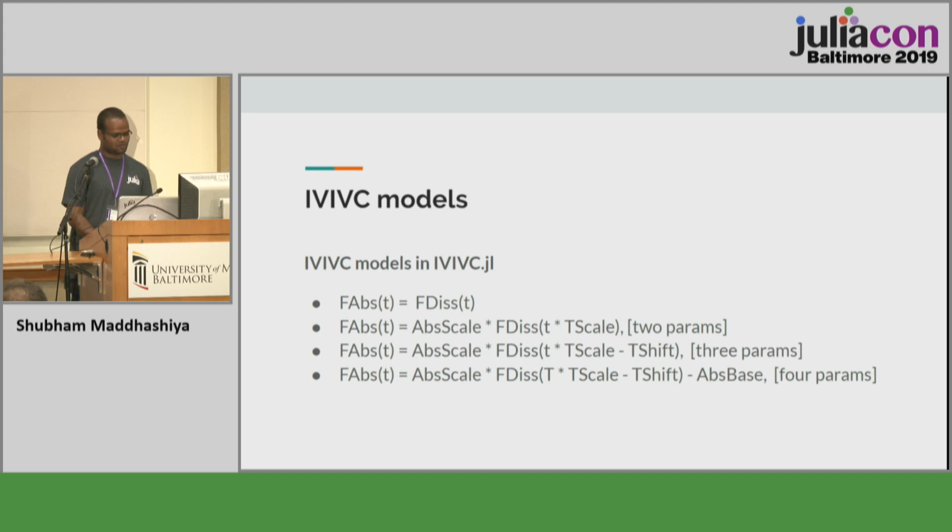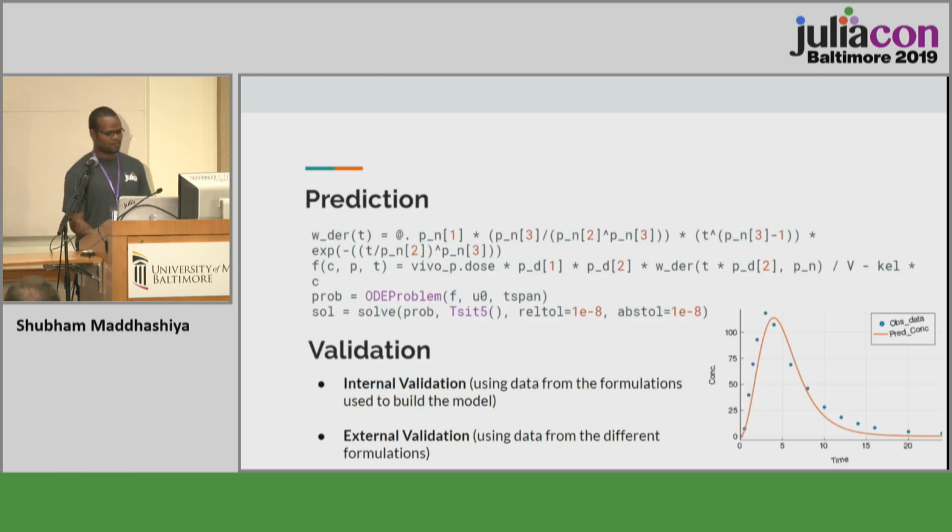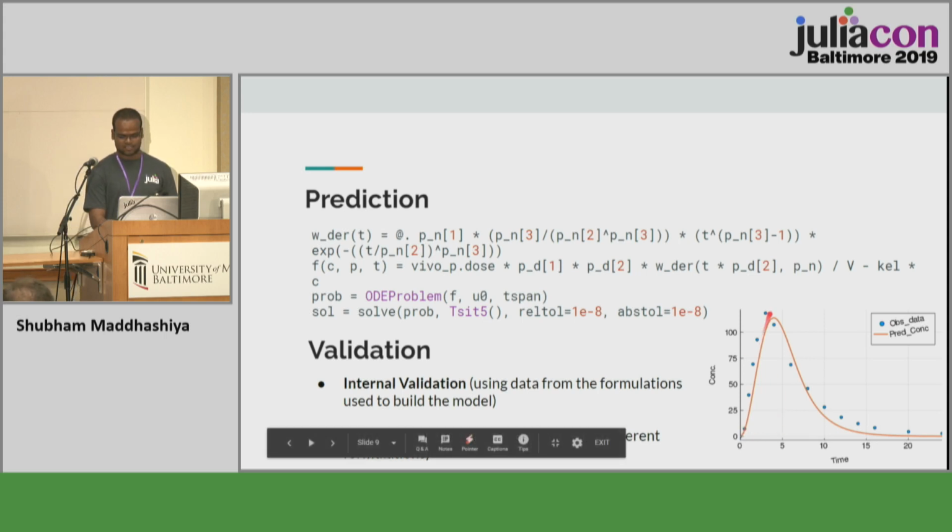After getting the absorption profile, it's time to establish the IVIVC model. There are 4 currently available models in the package. First one is a direct one-to-one relationship. Second one involves an amplitude scaling and time scaling factor. Third one adds one more time shifting factor. And fourth one involves one more parameter, an amplitude shifting parameter. After we get our estimated IVIVC model, we put it in the governing differential equations of the elimination and absorption processes and integrate over the time course to get the predicted plasma concentration profile.